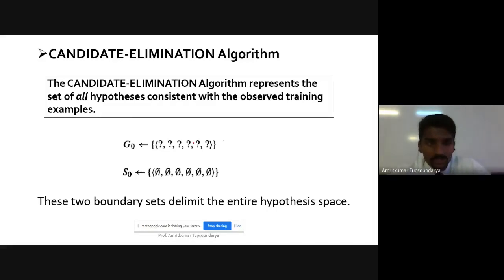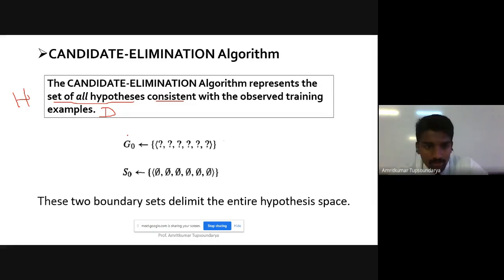Now, as we discussed in the previous slide, the candidate elimination algorithm represents the set of all hypotheses which are consistent with the observed training examples D. The observed training example is D, right? And the set of all hypotheses is capital H, right? So the candidate elimination algorithm will give us a set of hypotheses as output, which will be our version space.